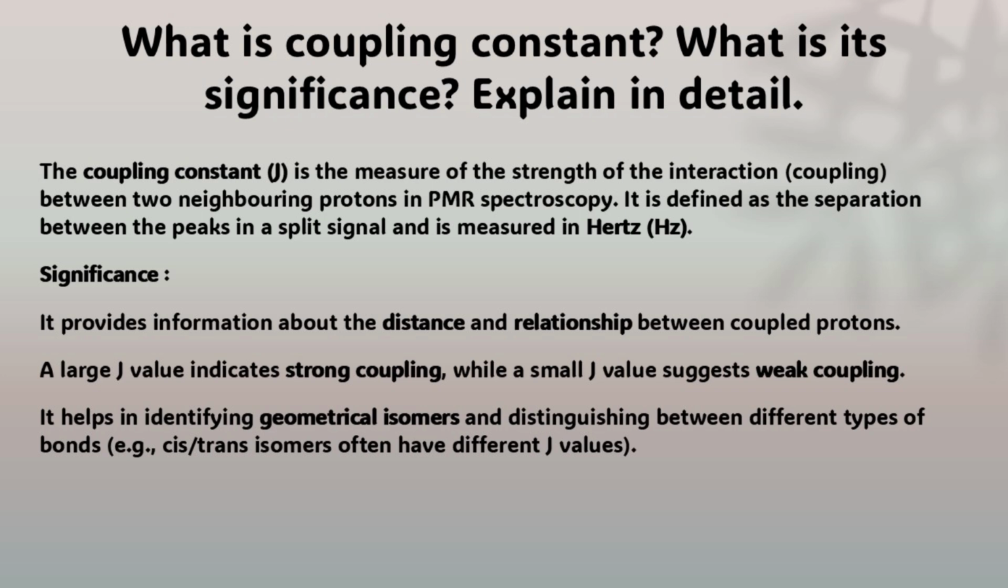Significance. It provides information about the distance and relationship between coupled protons. A large J value indicates strong coupling, while a small J value suggests weak coupling. It helps in identifying geometrical isomers and distinguishing between different types of bonds. Example, cis trans isomers often have different J values.